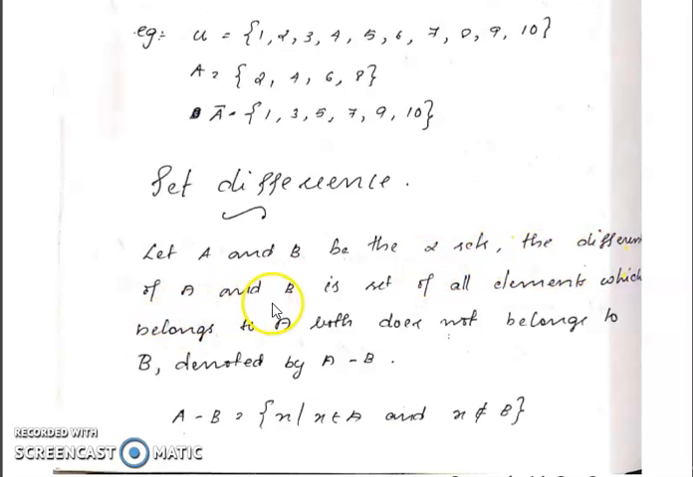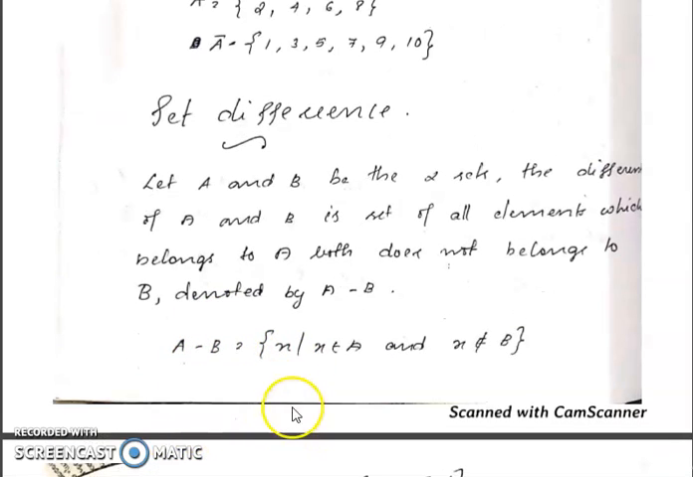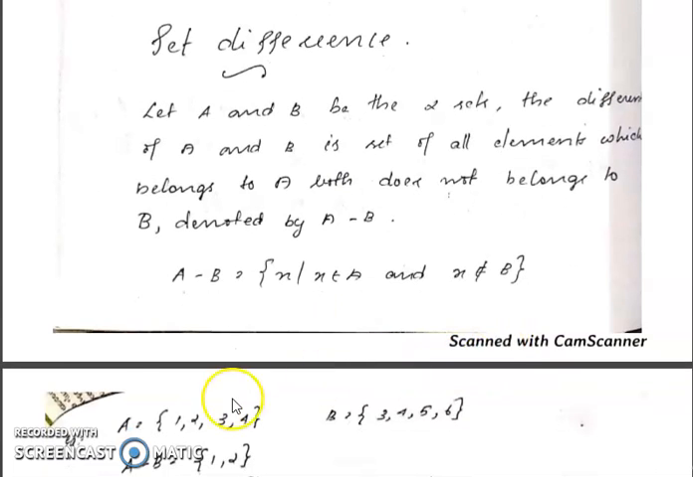The difference of A and B is the set of all elements which belong to A but do not belong to B, denoted by A minus B. A minus B means you are subtracting B from A. That means elements that belong to A but do not belong to B. It is the set of all x such that x belongs to A and x does not belong to B.